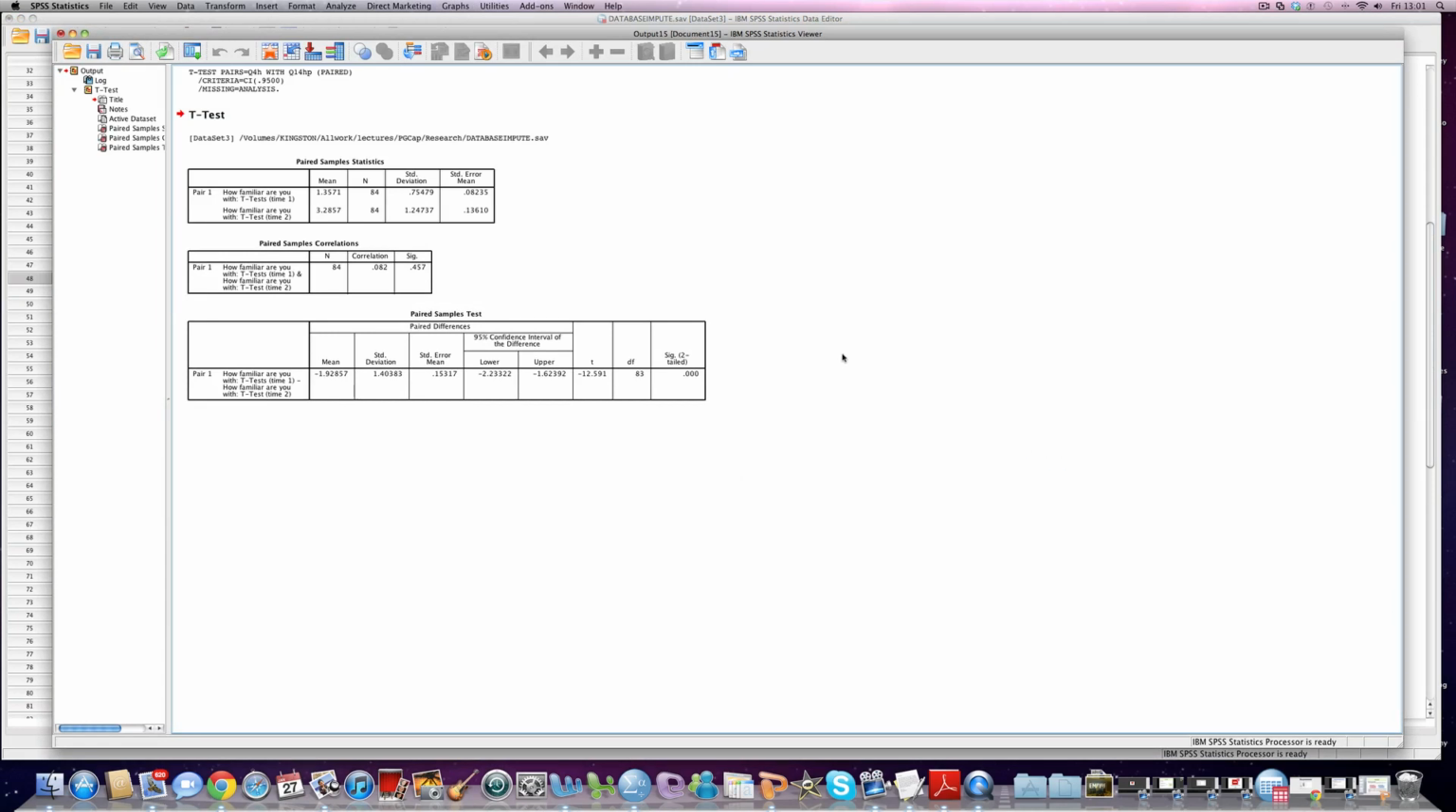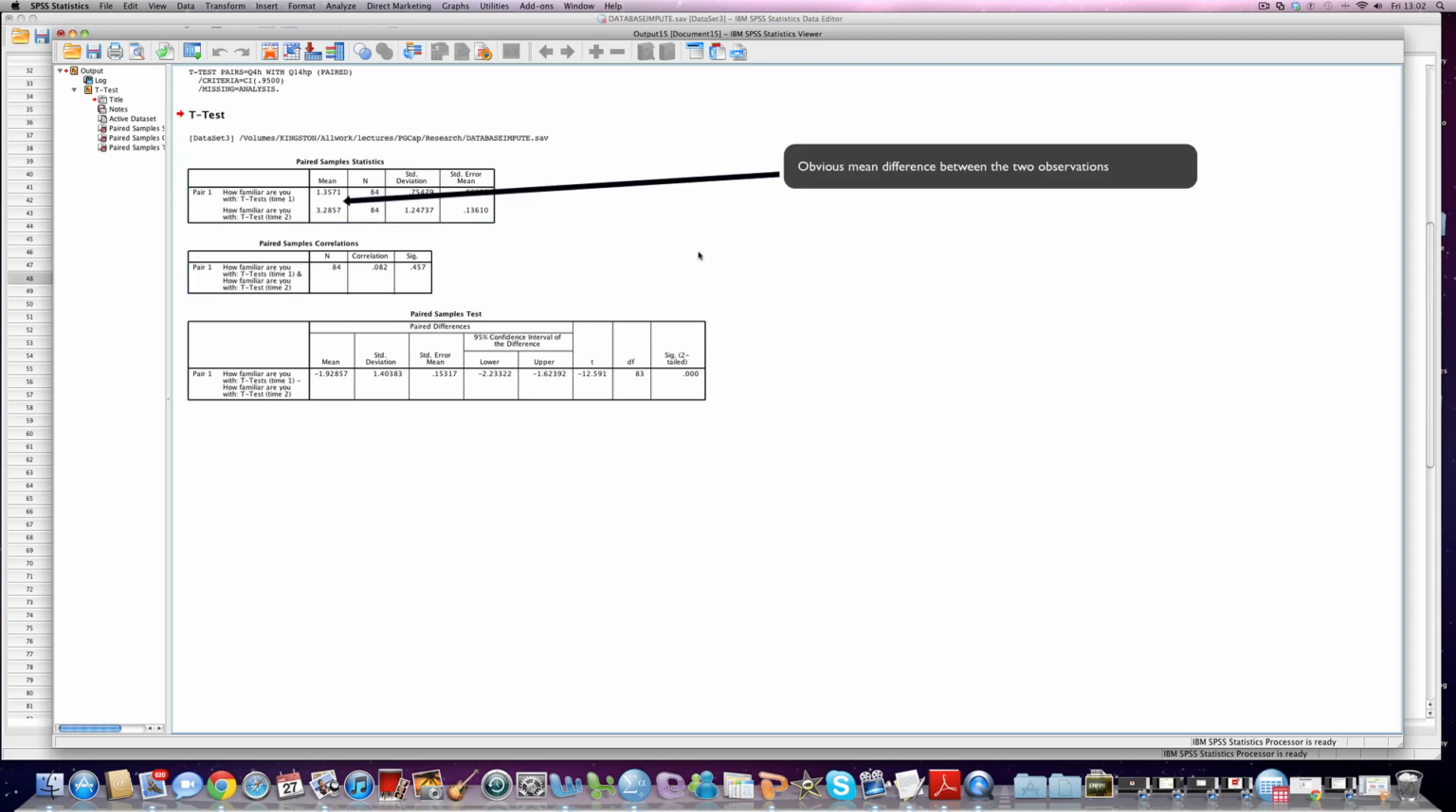Okay. In the first instance, let's look at the first table. What this tells us instantly is that we've got 84 perfect pairs. That means that 84 people in our sample have answered both questions. So we probably would have more, and we probably should have more, but in practice, getting two observations from people is often quite difficult.